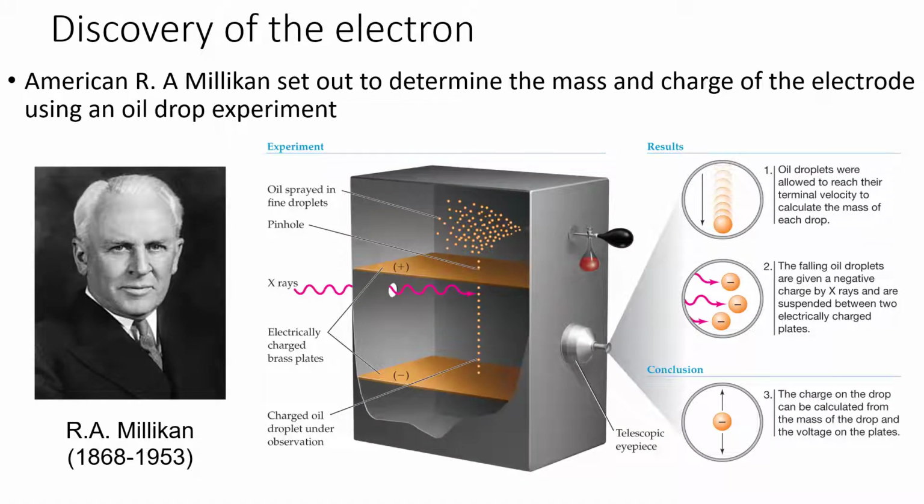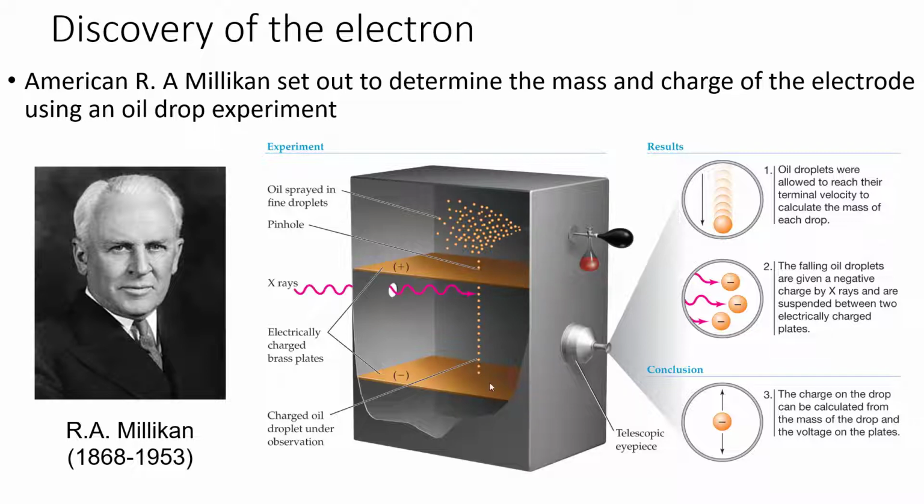The next important experiment was completed by the American R.A. Millikan, who set out to determine the mass and the charge of the electron using an oil drop experiment. Okay, so Millikan's experiment showed that you have this oil here, a fine oil that's sprayed into this closed box as a very fine mist.